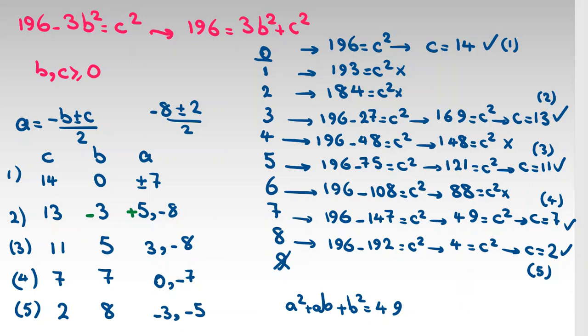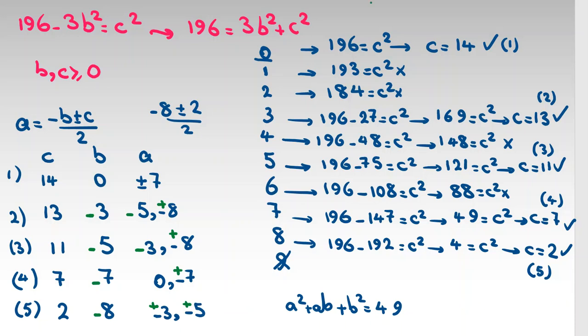Because we found these answers, you can consider negative of this and positive of this. You should negate both of them. Let me check. It's okay. Negative 3, plus 8 signs here, negative 7, 0, negative 8, plus 3, plus 5. You can also consider the signs.